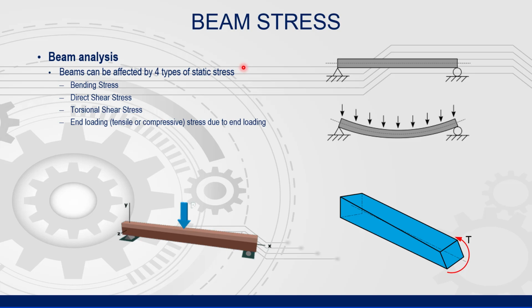Beams can have four different types of stress loading. The three primary ones are bending stress, direct shear stress, and torsional stress. End loading is a fourth possible stress, but less common in typical mechanical structures. Remember, when you have a transversely loaded beam, both bending stress and shear stress are present. Torsional stress only occurs if there's an offset load that is resulting in twisting of the beam.